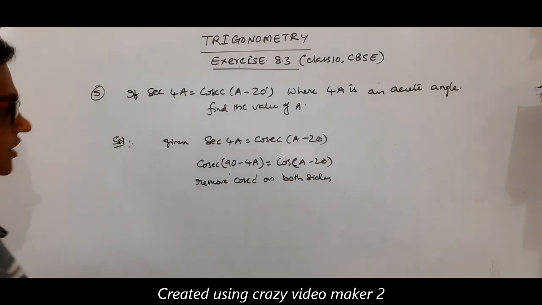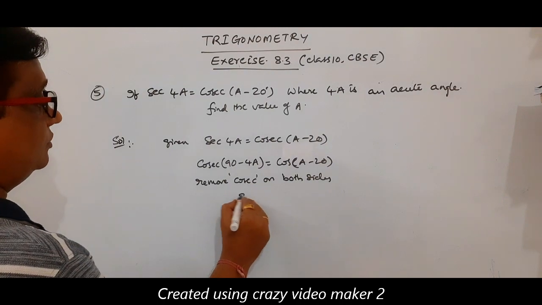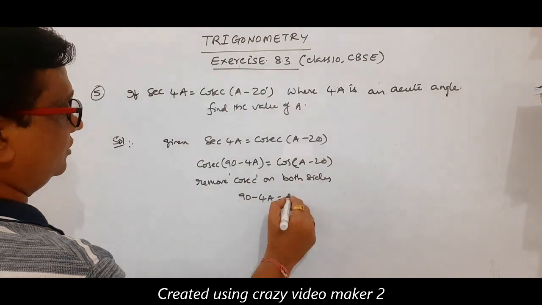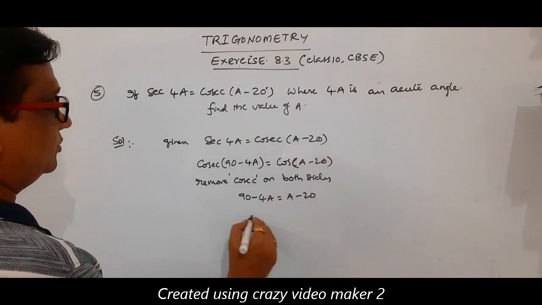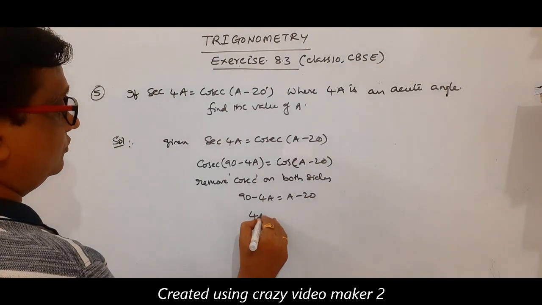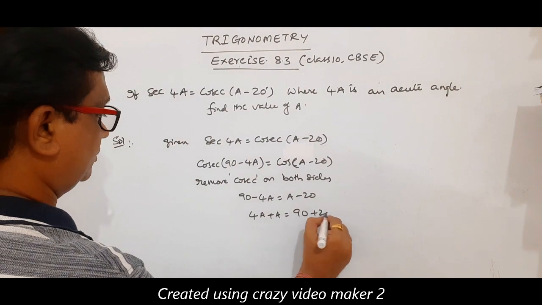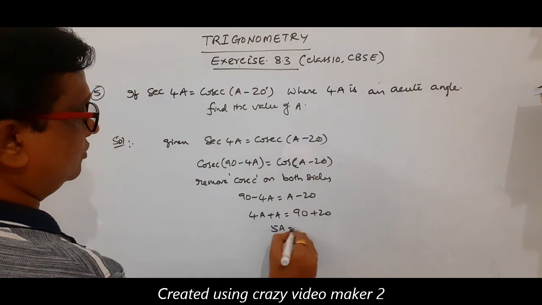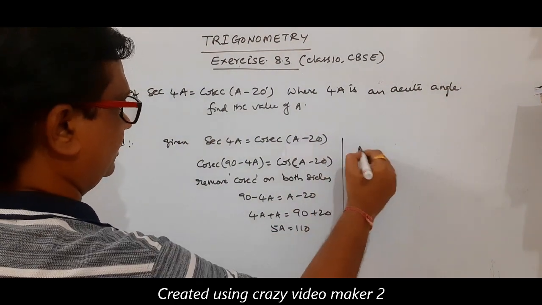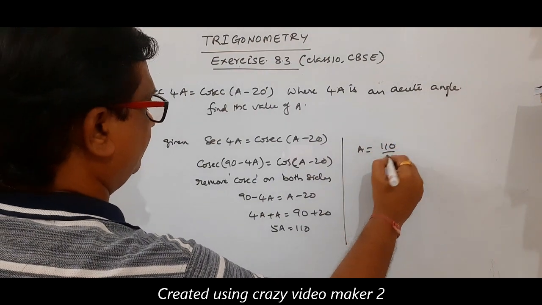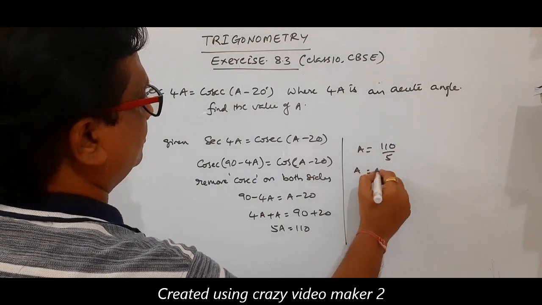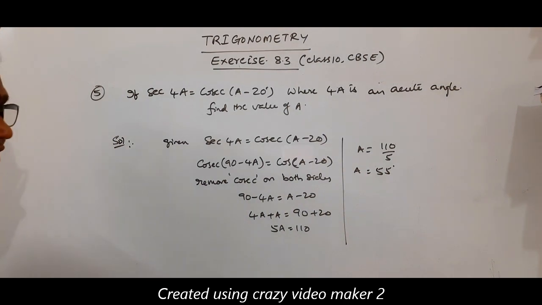or cosecant ratio. So 90 minus 4a equal to a minus 20, that is transposing, 4a plus a equal to 90 plus 20. So 5a equal to 110. So a equal to 110 by 5. So a equal to 55 degrees. Like this we can conclude.